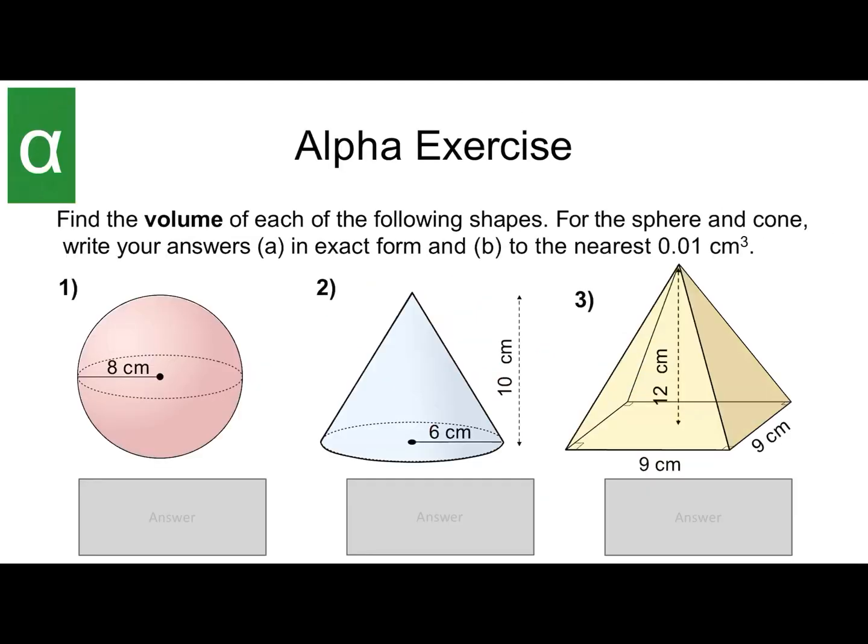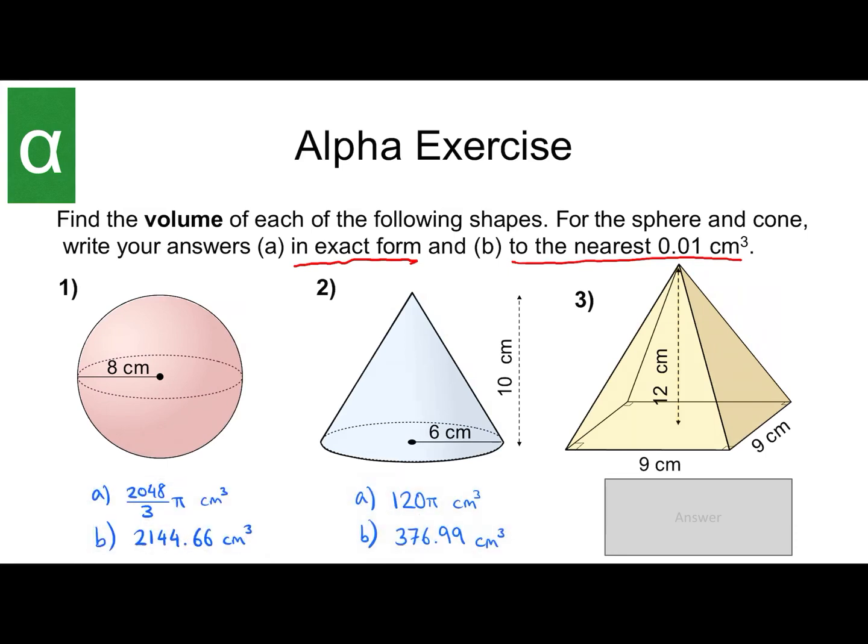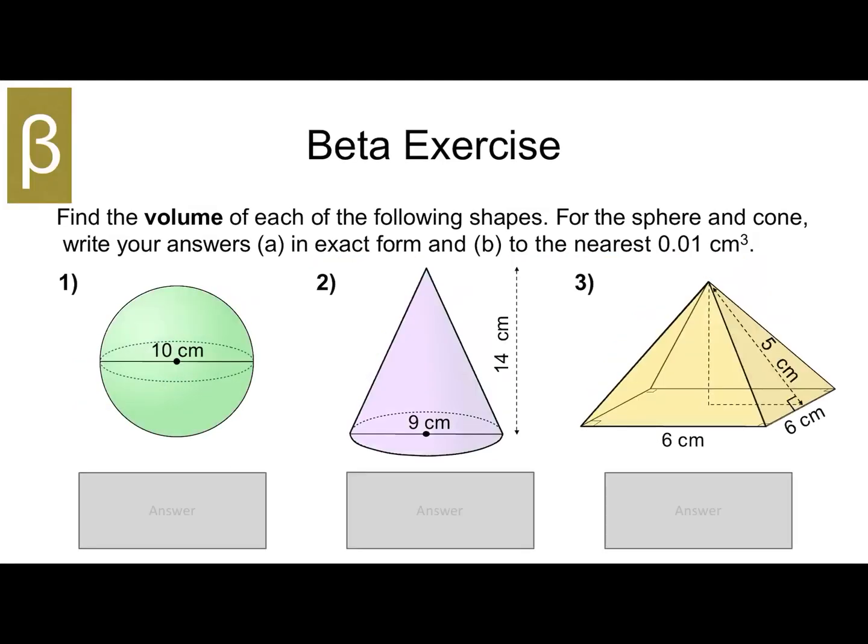Okay. Right, now stop your video and have a go at these, finding the volume. Okay, just the volume for these ones. Giving 2 answers. Give your answer in exact form, so in terms of pi, and to the nearest 0.01 centimetres cubed for each. Okay, stop your video and have a go. Okay, hopefully you've done that. Here are the answers. Okay, there isn't an answer to B because it's probably an exact answer. Okay, so there are your answers.